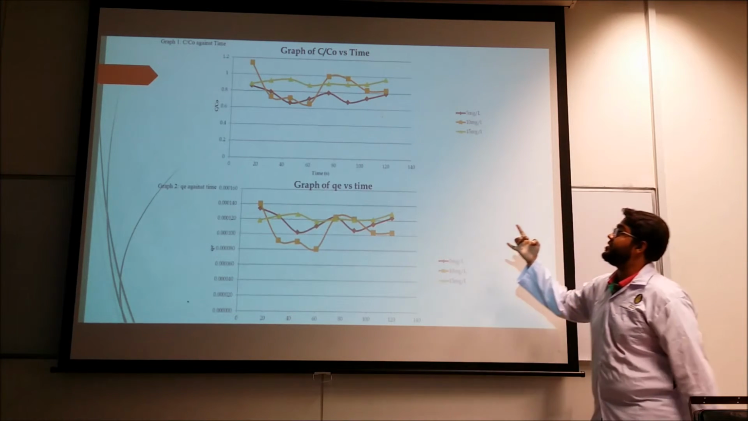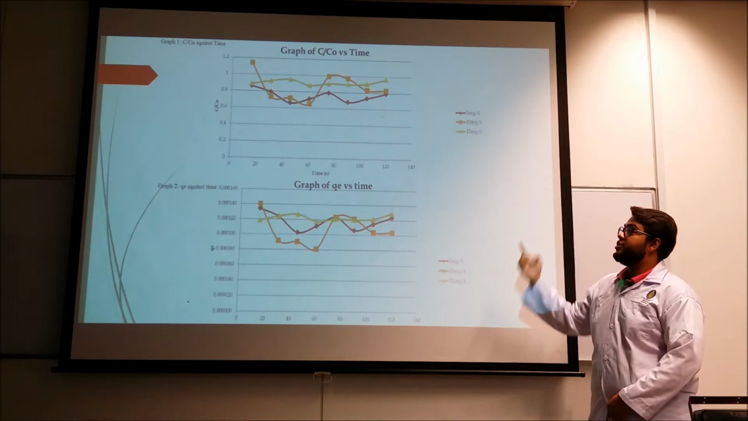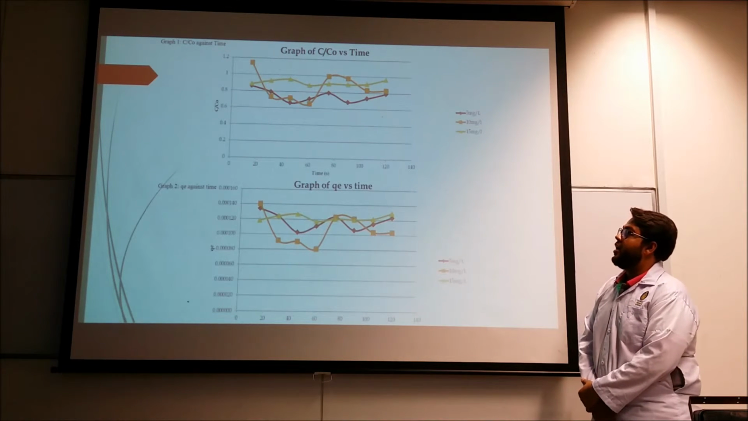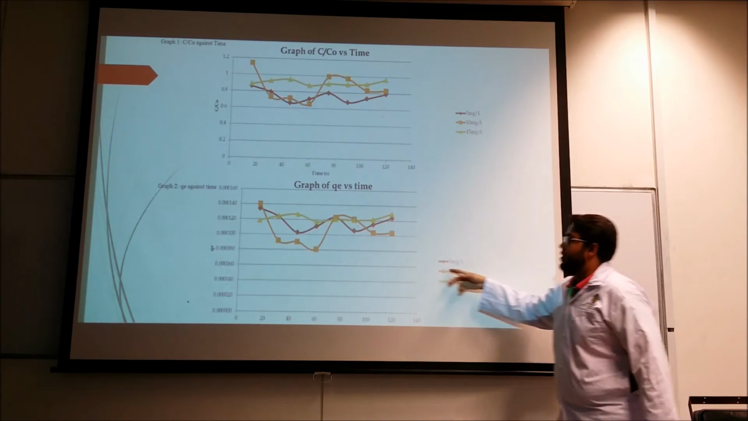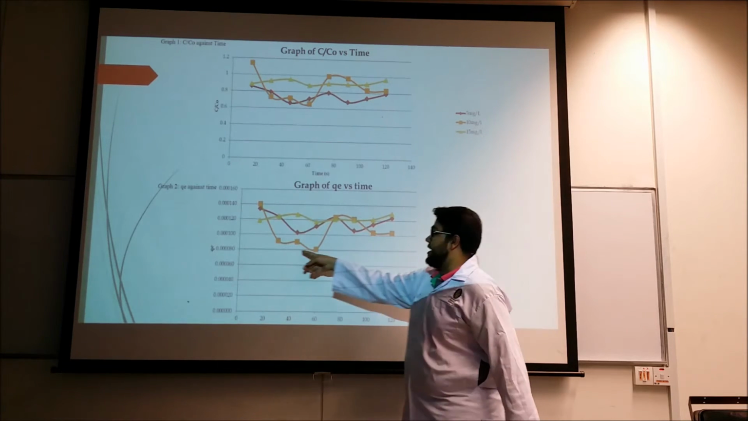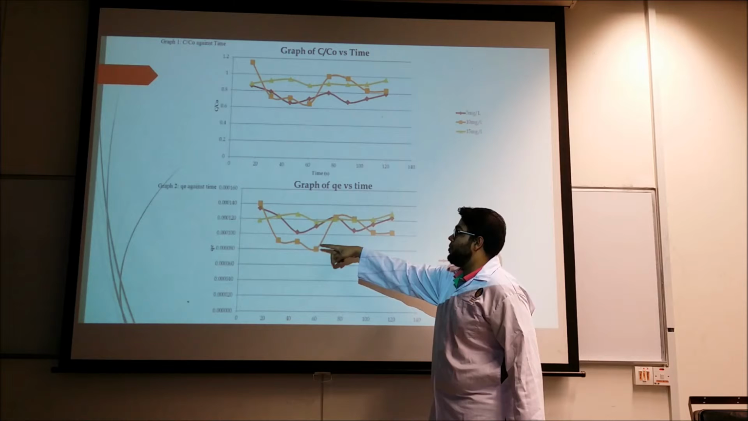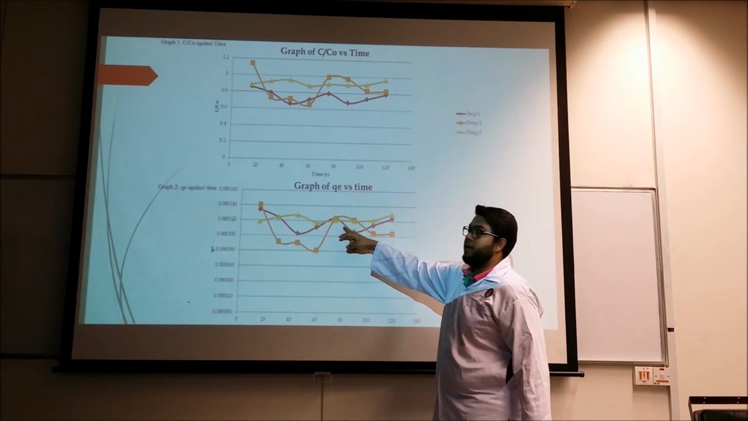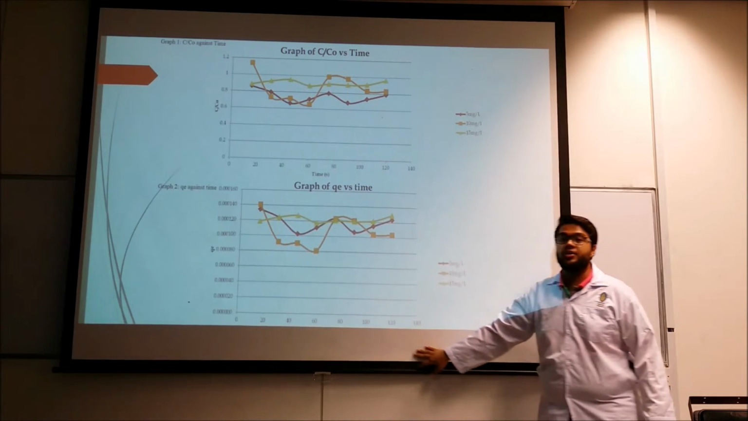And 3 colors represent the 3 different concentrations of methyl blue solution. And as you can see from both graphs, their fluctuation is quite high, especially the one with the 10 milligram. It's like jumping down, then going up again, then jumping down. It's very fluctuative.